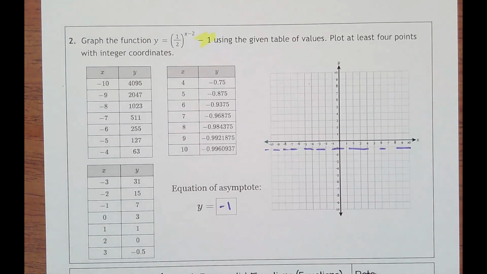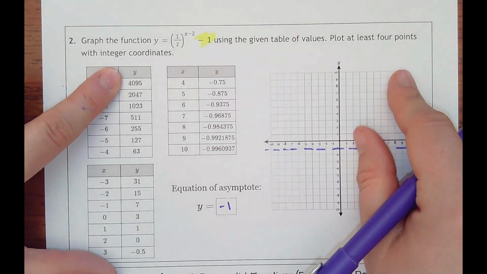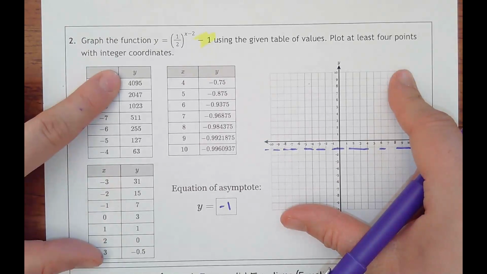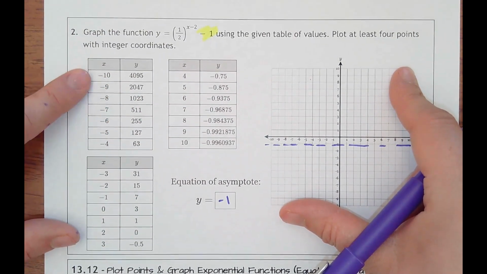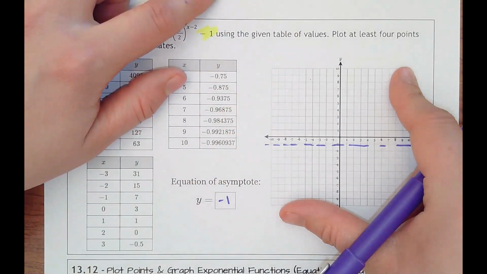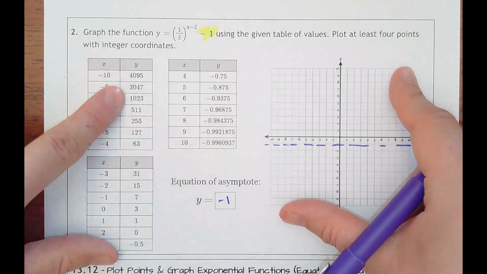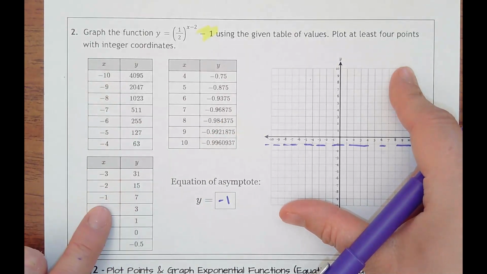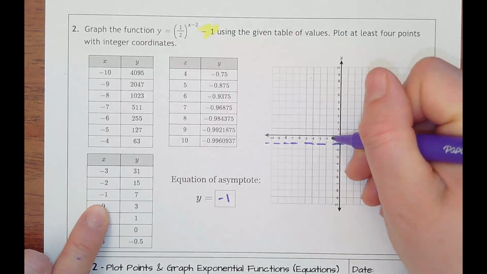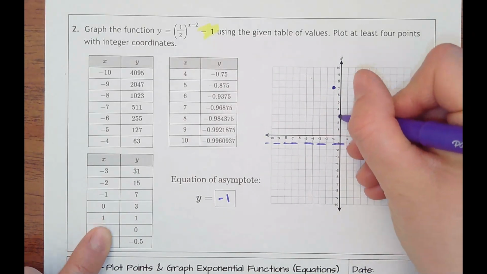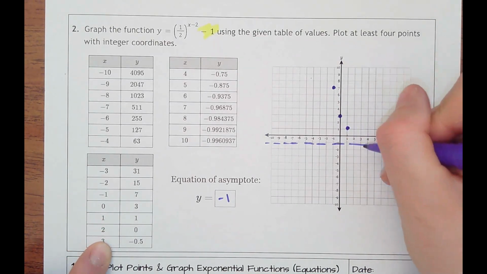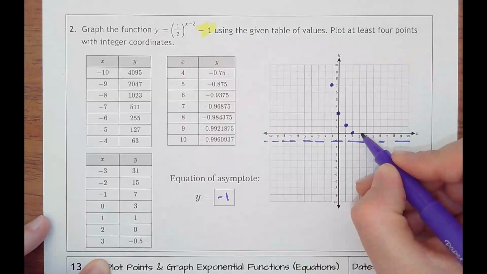Okay, let's find some integer points, meaning the y values cannot be so big that they don't fit, and they can't be decimals. But read it. So at negative 10, we're at 4,000. Think how high that is. And then it's coming down and down and down. Now we're getting a little more normal. Not until x is negative 1 do we get a number that we could fit. They're at 7. 0, 3, 1, 1, 2, 0, 3, negative 1/2.